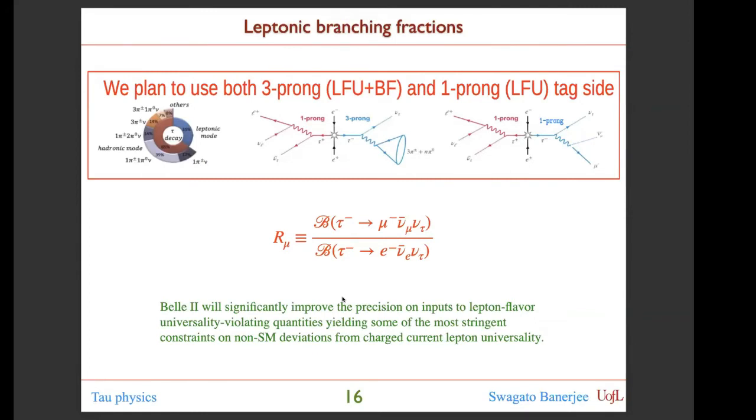So we plan to measure this ratio of mu over e, and the goal is to include both the 3-prong as well as 1-prong events. And the precision on this Lepton Flavor Universality will be significantly improved by this measurement from the high luminosity data at Belle II. And this will give some of the most stringent constraints on the non-standard model deviations from the universality.